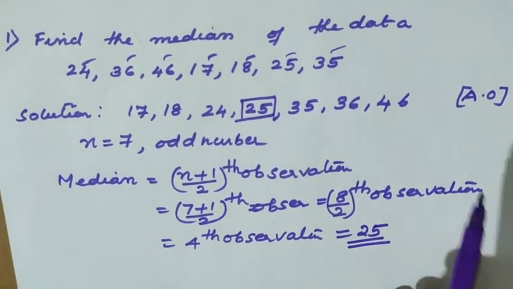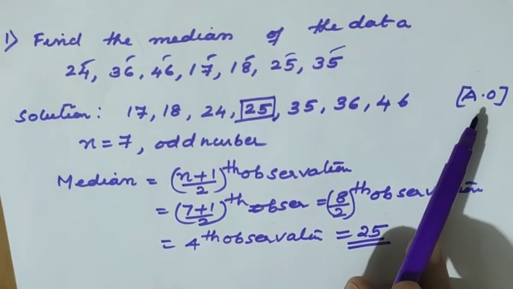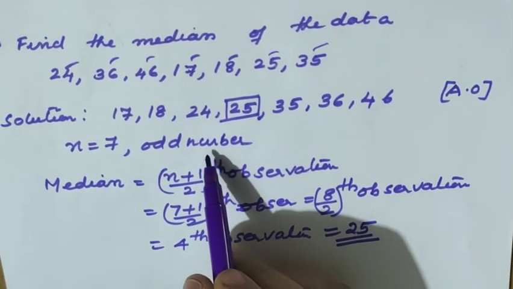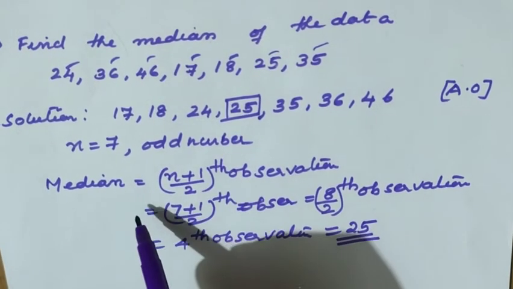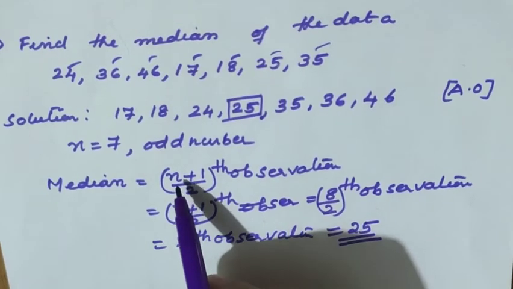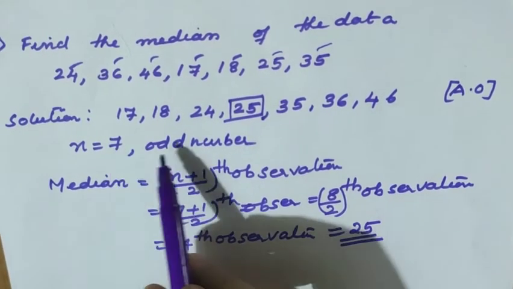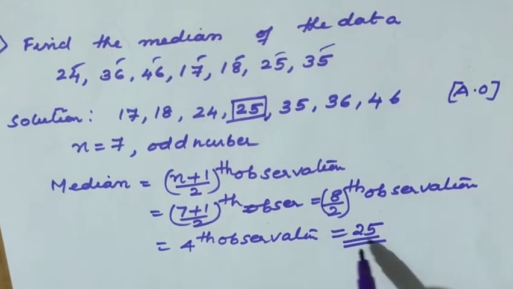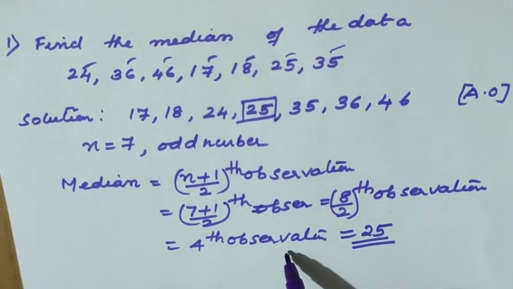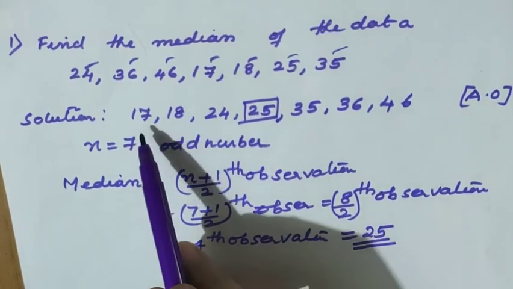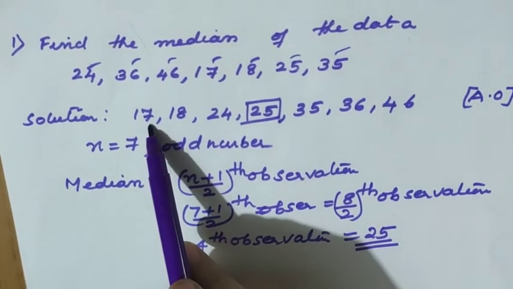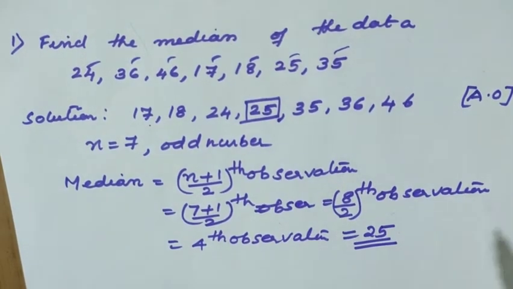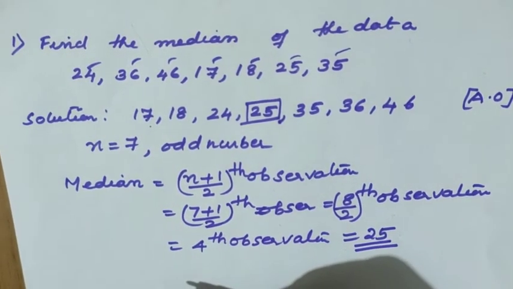What are the steps we have got now? First we have to arrange them in ascending order. Next we have to count the number of observations. That is an odd number. If it is an odd number, what should we do? Median equals (n plus 1) by 2. 1 should be added, 7 plus 1, 8. 8 by 2th observation, that is the 4th observation. After getting the 4th observation, that is not the answer. We should count and see which is the 4th one. 17, 18, 24, 3 observations over. Which is the 4th observation? 25. So the median equals 25.